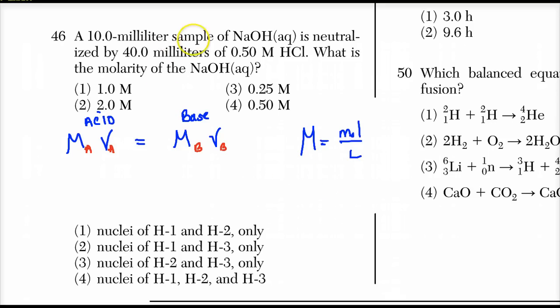And I tell my students, how many variables do you see here? Here's 1, here's 2, and here's 3. If you've got 3 variables, in this case you have what? The 10 milliliter sample of the base.